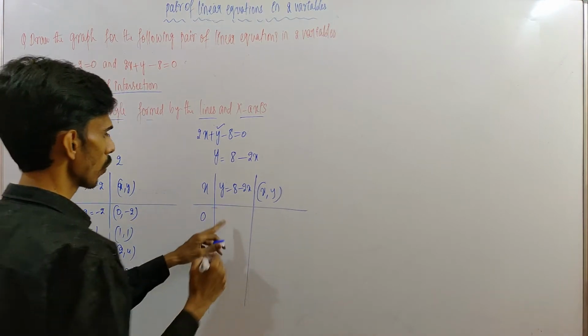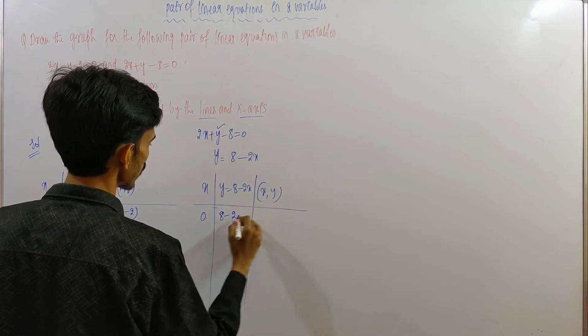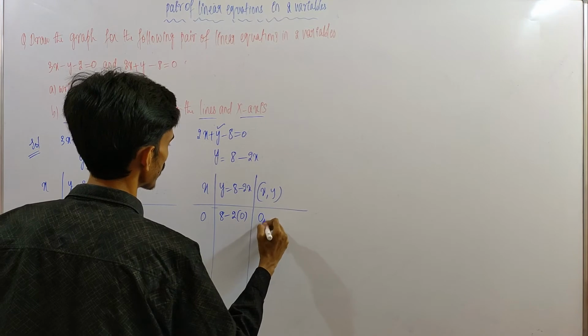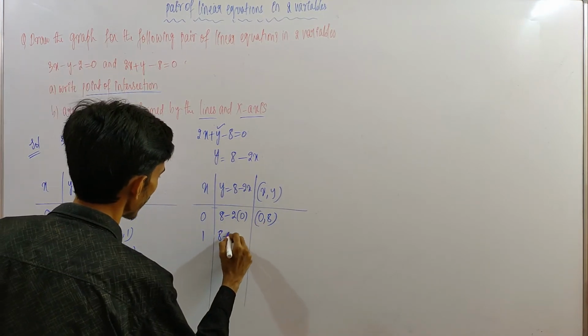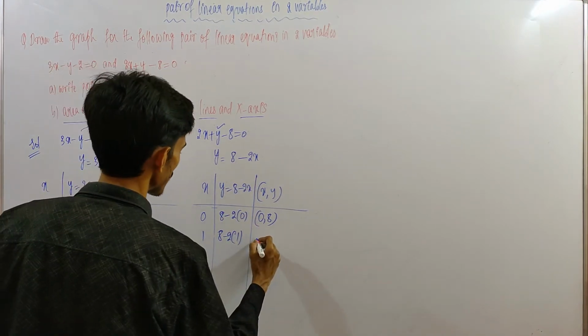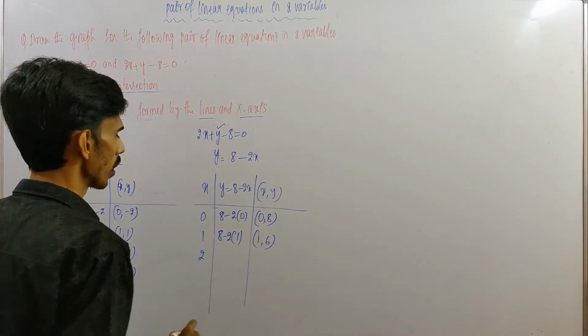Take the x value 0. We have 8 minus 2 into x. The x value is 0. So 2 into 0 is 0. So we have 0, 8 as the answer. Take the x value as 1. So we have 8 minus 2 into 1. 8 minus 2 is 6. So 1, 6.